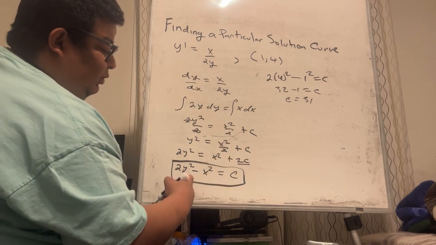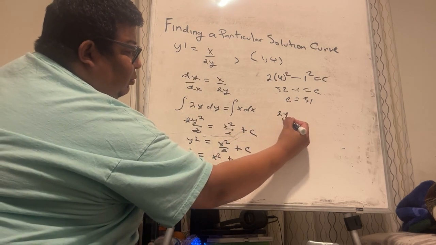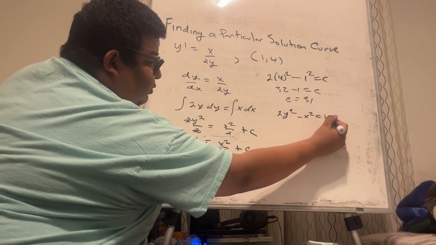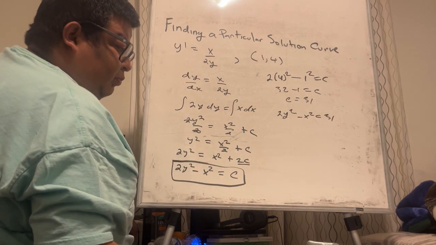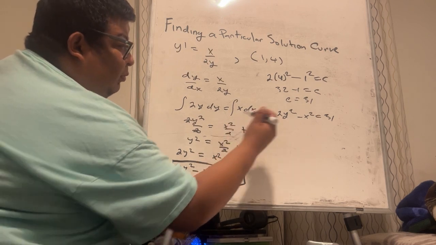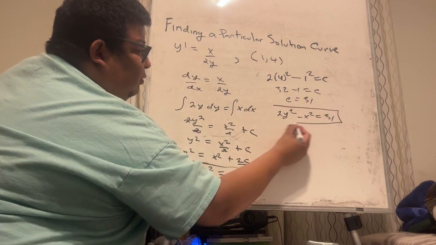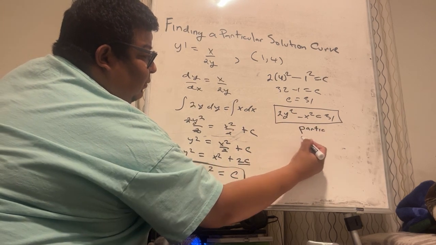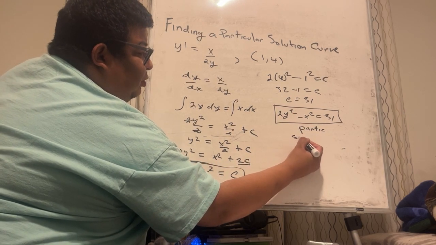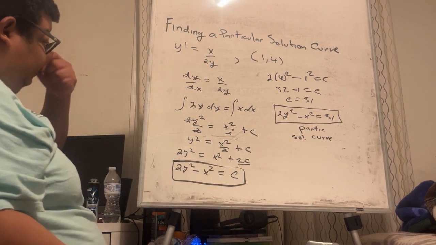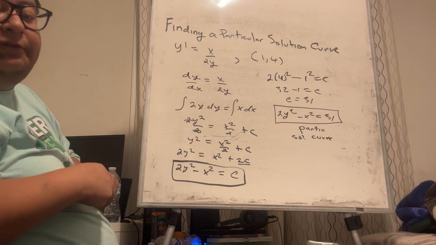And then we plug it into here, we get 2y squared minus x squared equals 31. And that's the particular solution. This is the particular solution curve, and that's what we were after.